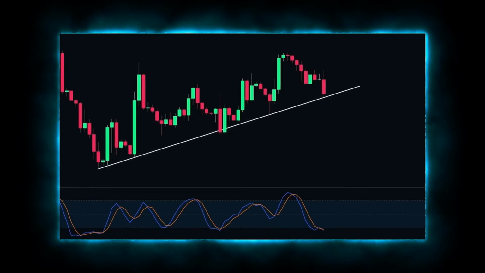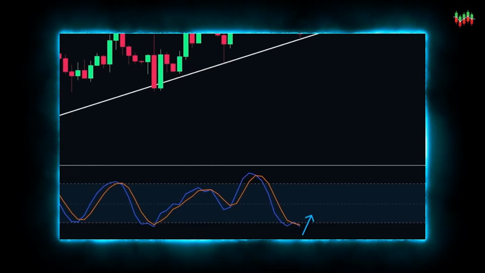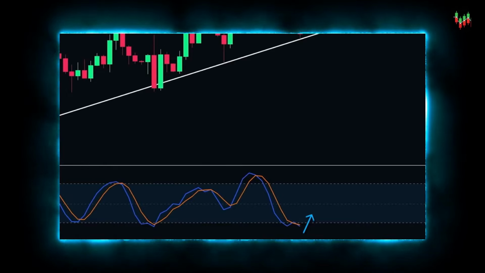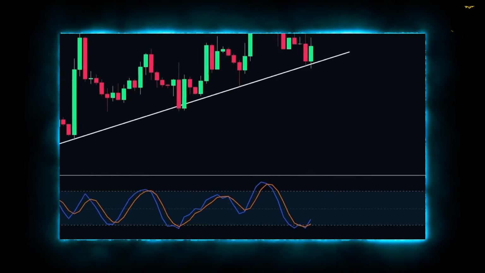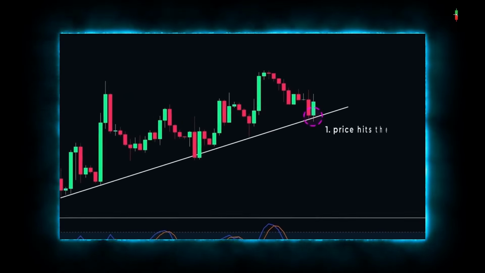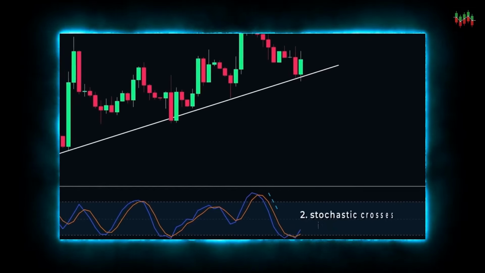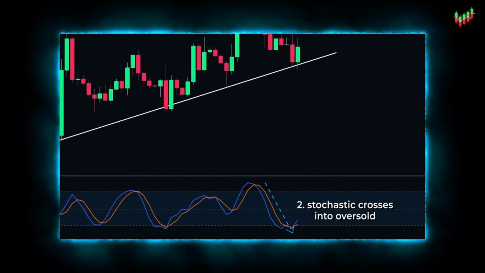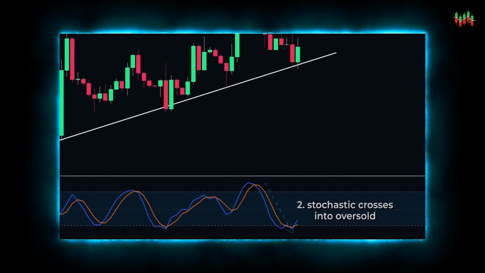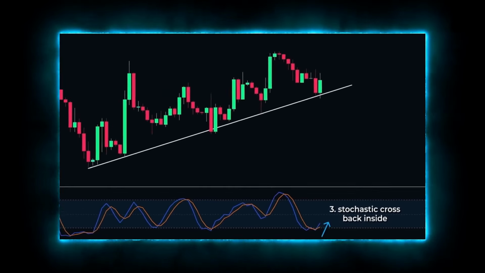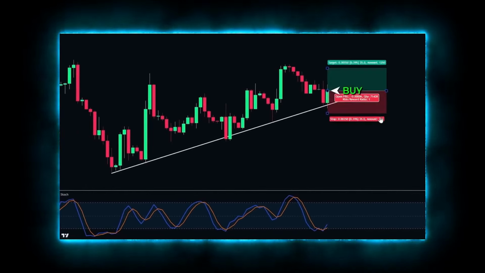For our last entry confirmation, wait for the stochastic line to cross back inside the oversold levels again. So, to recap, first we want to see price approaching the trend line area. Next, we want to see the stochastic crosses into oversold, then crosses back inside again. Once these signals are met, I open a buy position.